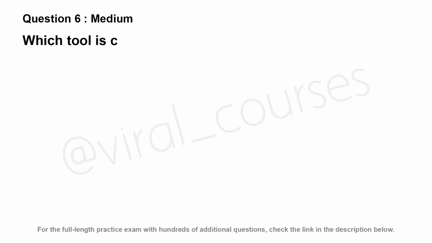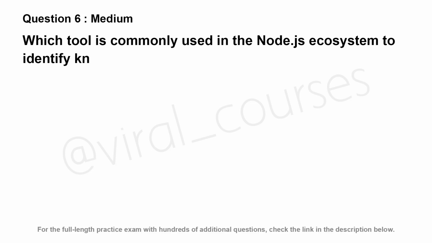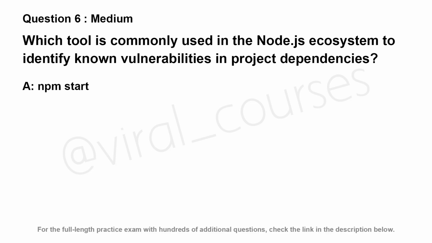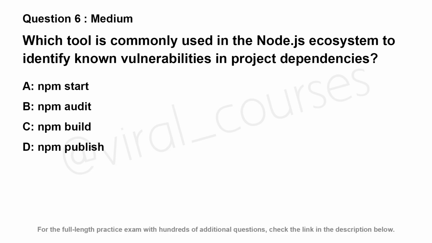Which tool is commonly used in the Node.js ecosystem to identify known vulnerabilities in project dependencies? Option A, npm start. Option B, npm audit. Option C, npm build. Option D, npm publish.